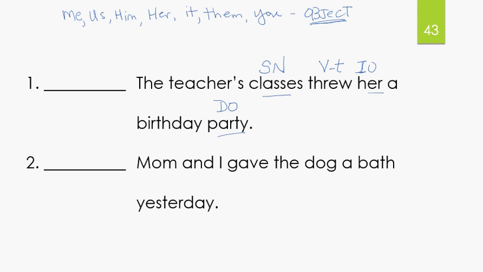All right, so where are we? What kind of party? A birthday party. Adjective. Article adjective A. Let's go back to our subject side. Whose classes? Teachers. You see the apostrophe S, so you know it's a possessive noun adjective. Article adjective A.